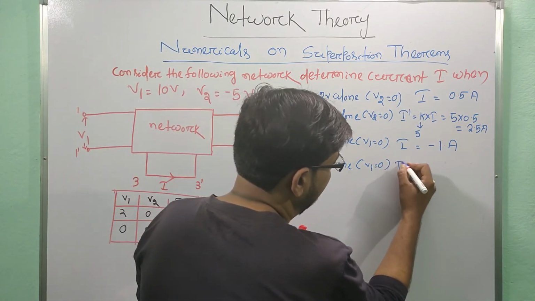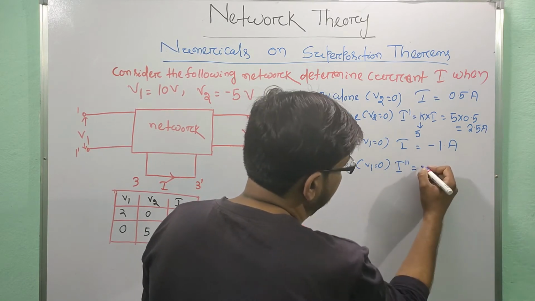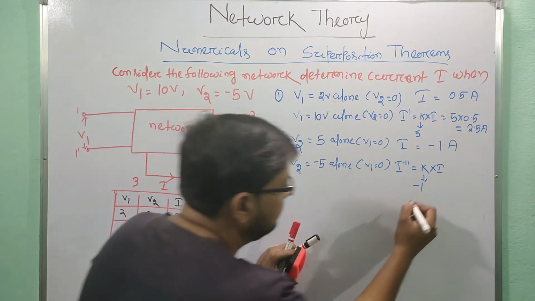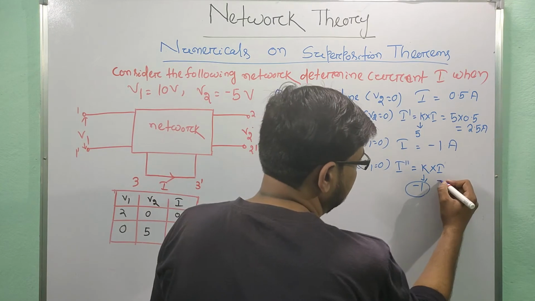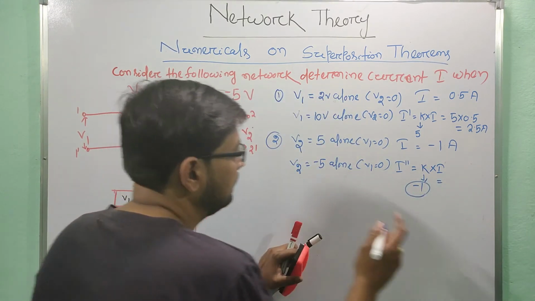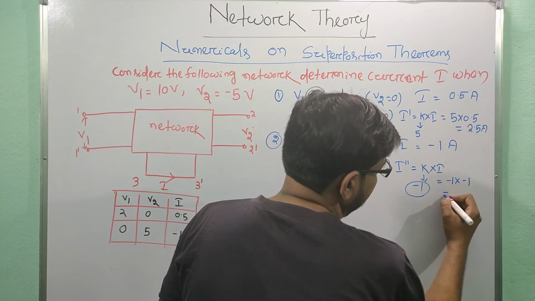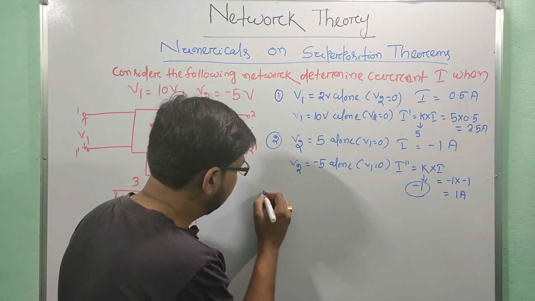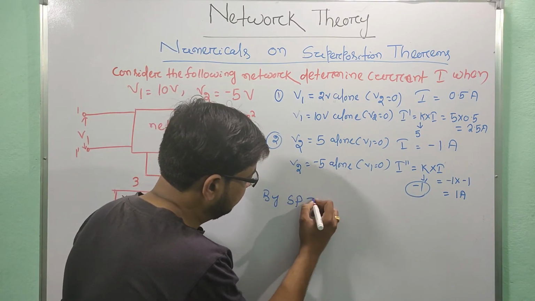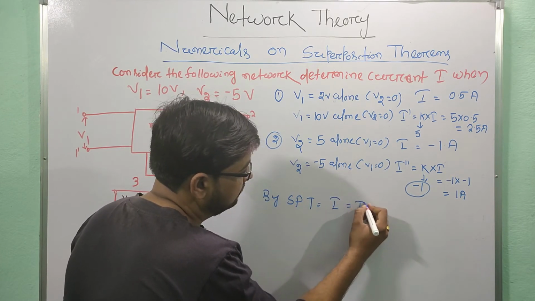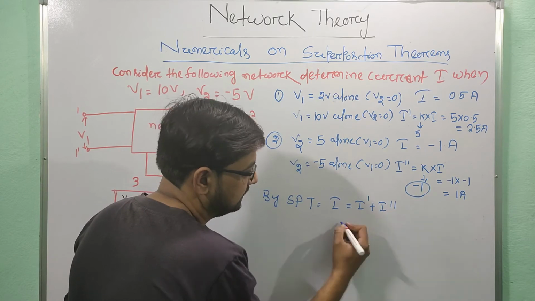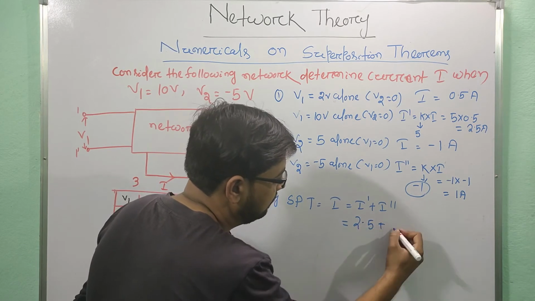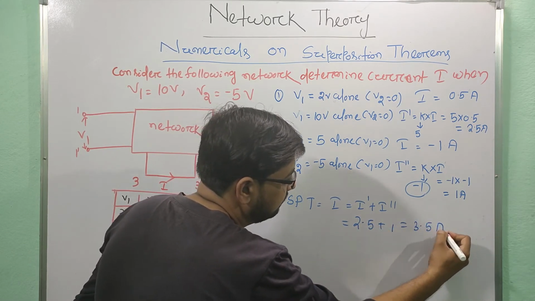My I value is I double dash is equal to k into I. So what is my k? My k is minus 1 here. So that is equal to minus 1 into minus 1, that is equal to 1 ampere. So then what is my total current? By SPT, my total current I is equal to I dash plus I double dash, that is 2.5 plus 1, that is equal to 3.5 ampere.